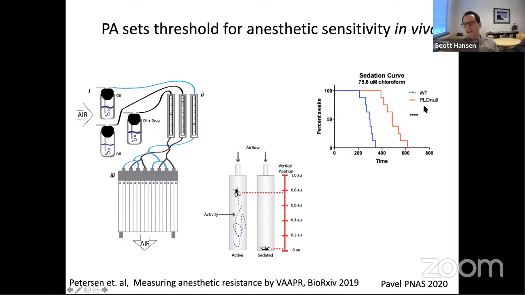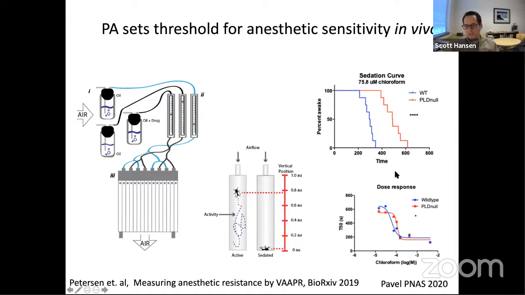And we obtained a PLD null fly. And then in theory, if it's important for anesthesia in the whole animal, it should be resistant to anesthesia. And that's exactly what we see. So at this concentration, the flies pass out. These are done side by side in the same chamber. So we're applying the exact same anesthetic at the exact same time. And we can see almost all the wild type flies are passed out before any of the PLD flies pass out, showing that the fly is resistant.